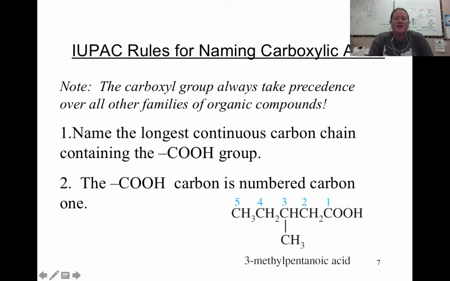The name of this is 3-methylpentanoic acid. So we have 5 carbons. We have that pentane prefix, the pent prefix that we're accustomed to. And instead of saying pentane, we say pentanoic acid.